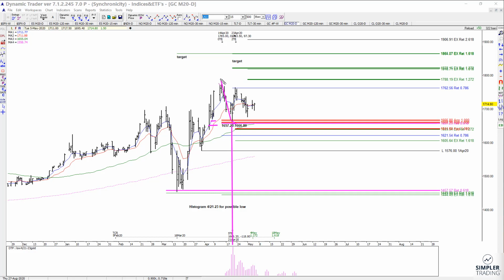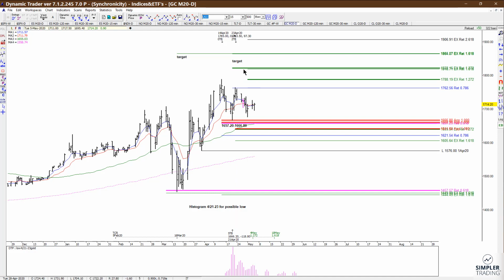And we never made the target off of this area. So the potential target was going to be up here. Actually, it's still valid because we're still above that area. So that's something to keep in mind. But you did see an initial $97 rally from that last low.